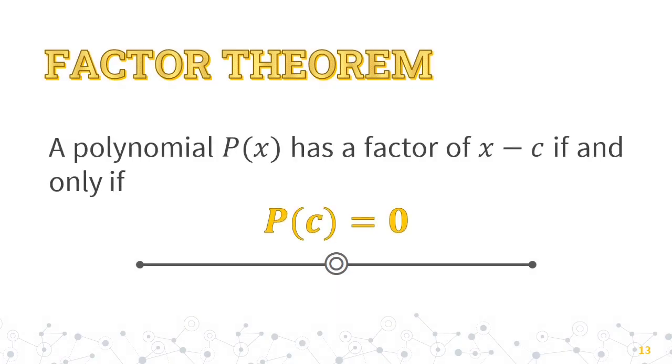Okay, so that's it for the remainder theorem. Moving on, we now have the factor theorem. It states that a polynomial p of x has a factor of x minus c if and only if p of c is equal to 0.